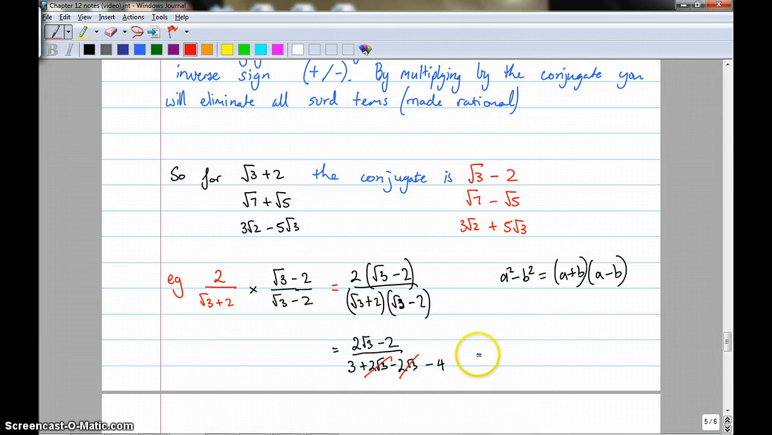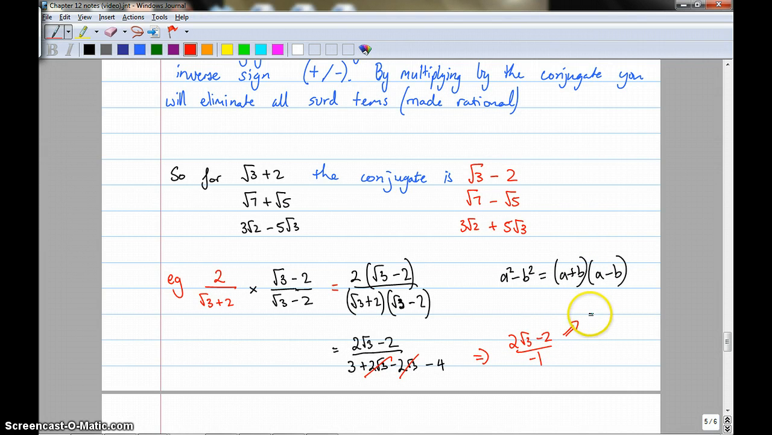So I guess the answer follows on from this, so it'll be 2 root 3 minus 2 over 3 minus 4, which is negative 1. Now you can write this in a variety of different ways actually. I'm just going to put down a couple of different ways that you might write this.